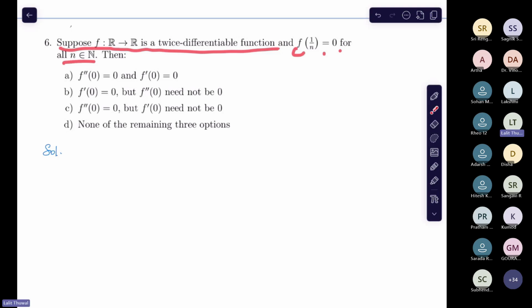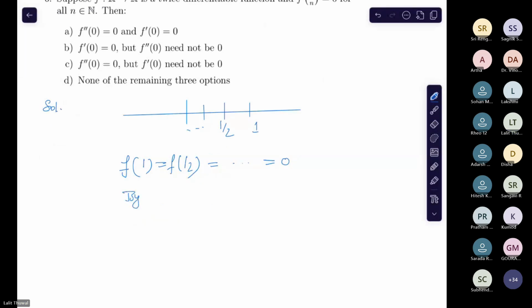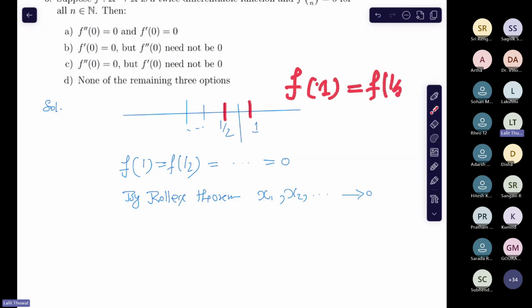See, you have this sequence 1, 1/2, 1/3, and so on, okay, this is going to 0. So you are given that f(1), f(1/2), all these terms are 0, right? By Rolle's theorem, you know that you will get a sequence x1, x2, ... which will converge to 0. How? Just apply Rolle's theorem for these 2 points first, okay? Because f is a differentiable function, and f vanishes at 1, and also f vanishes at 1/2, okay? So by Rolle's theorem, there would be a point where your derivative will vanish, okay?